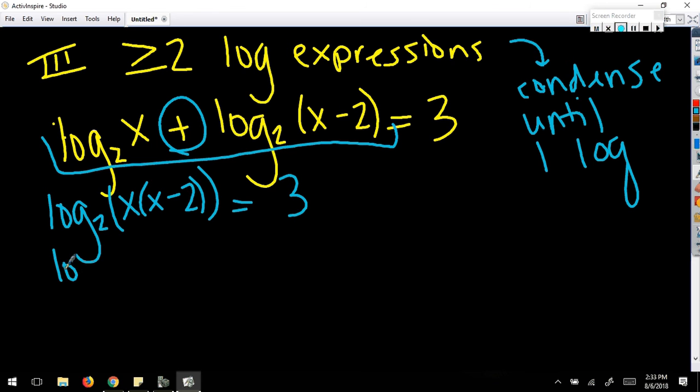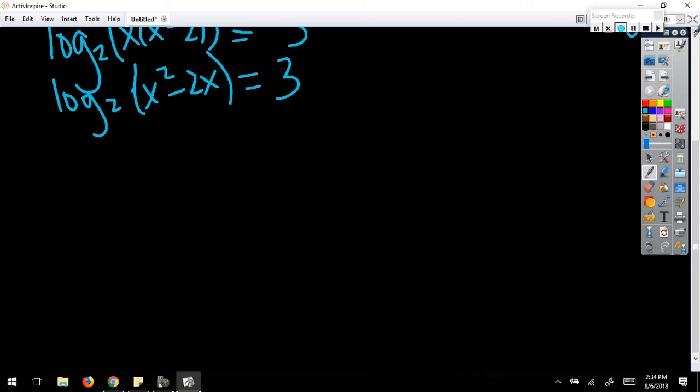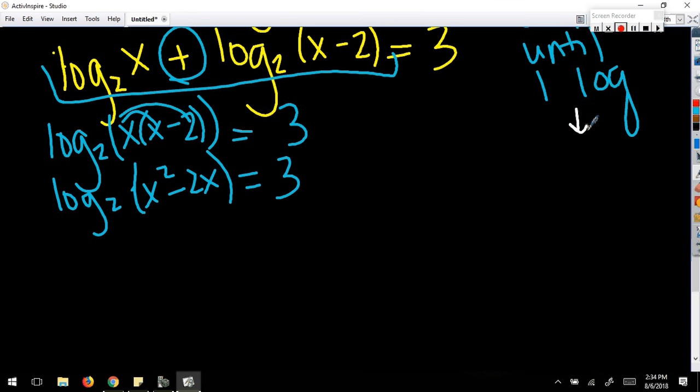So now I have log base 2. I'm going to distribute this x through, remembering that this is still kind of connected to this log here. It's the argument of the log. And so now I'm back to that scenario number 1 where I only have one log. And so I can proceed with scenario 1, which means change the form. The base is 2, logs equal exponents, and the argument is x squared minus 2x.